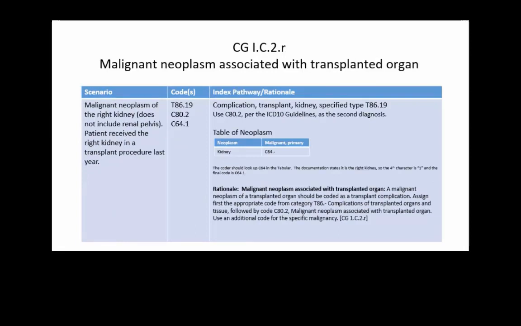This has to do with malignant neoplasm associated with a transplanted organ. Patient has cancer of the right kidney, and that right kidney was transplanted last year. So you're going to use the T86 category code to signify the complication of the kidney transplant. And you're also going to use the C80.2 code per your guideline, which is specific to a malignant neoplasm associated with a transplanted organ. And last of all, you're going to add your kidney cancer. So you have all three codes, and they would be sequenced in this order.